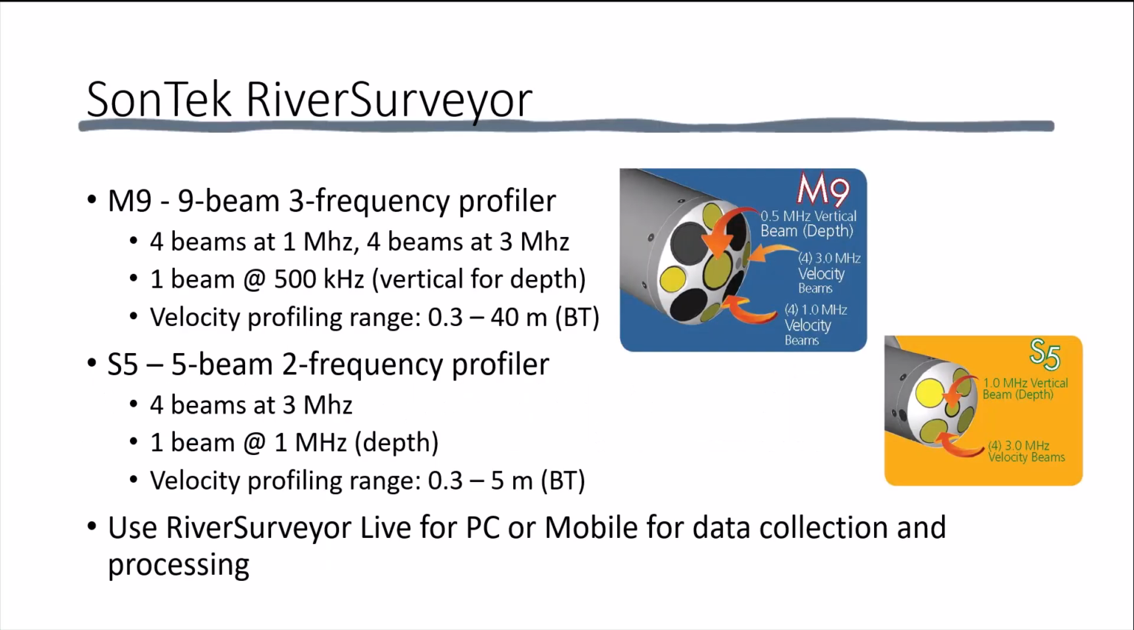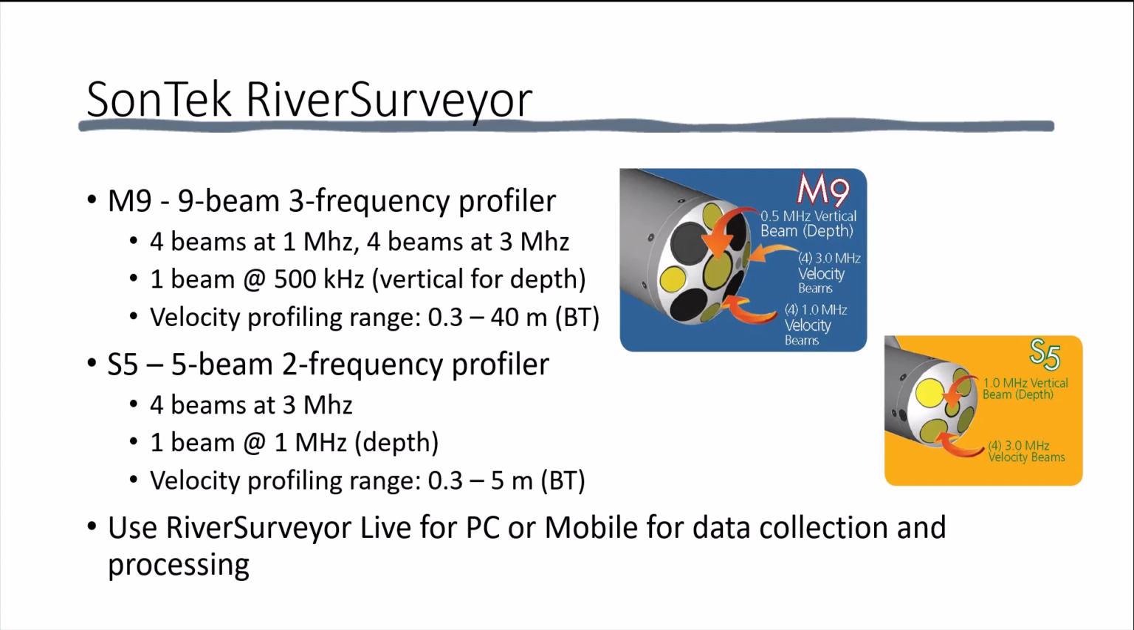Next, let's look at the SonTek RiverSurveyor M9, S5, and RS5. The M9 is a 9-beam, 3-frequency profiler. It has 4 beams at 1 MHz, 4 beams at 3 MHz, and 1 beam at 500 kHz, which is a vertical beam measuring only depth. The velocity profiling range is between 0.3 and 40 meters when using bottom track.